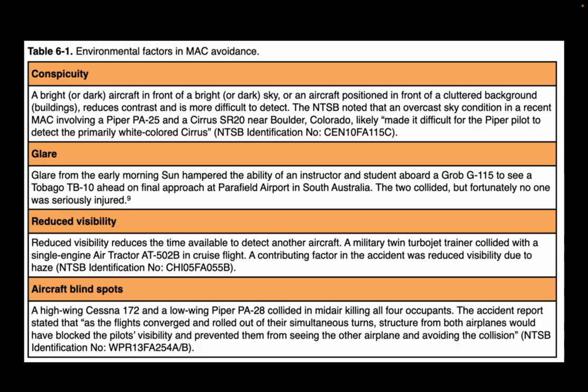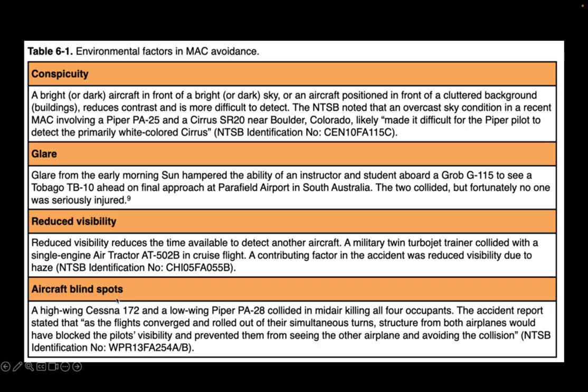So this is a table from your textbook. I'm not going to go through all of it, but these are just some environmental factors in midair collision avoidance. So conspicuity, like what does the aircraft look like? Is it easily detectable with your eyes? Does it have structural features that might make it easy to spot? Glare, so light reflecting off of aircraft from the sun. Reduced visibility conditions, aircraft blind spots.